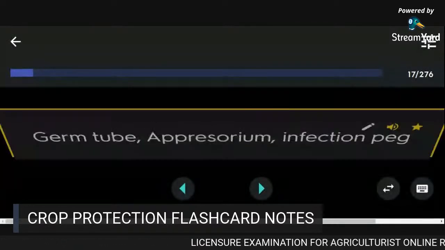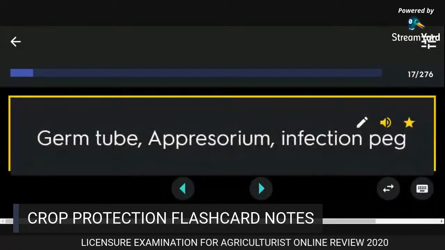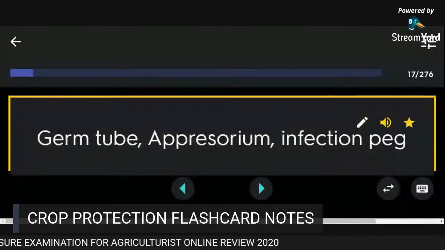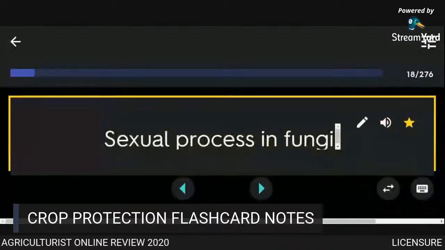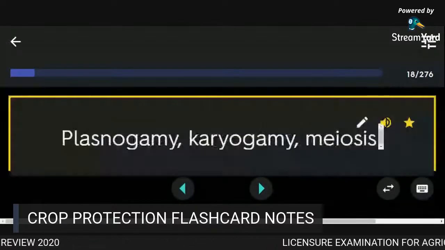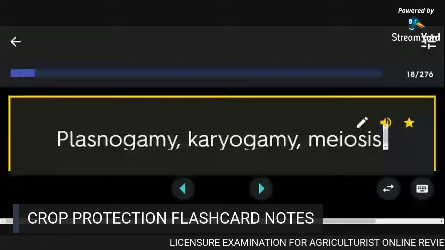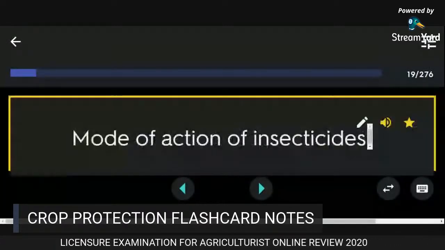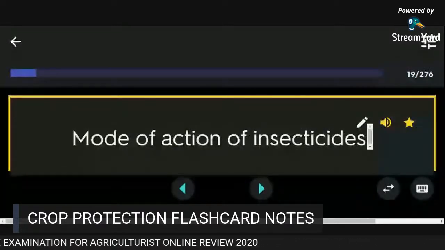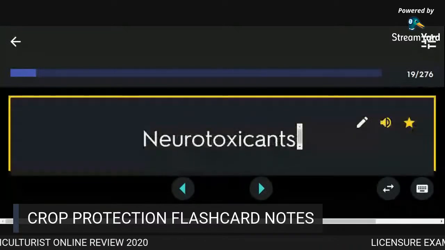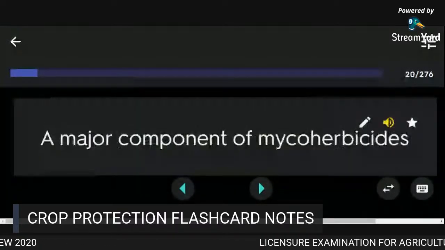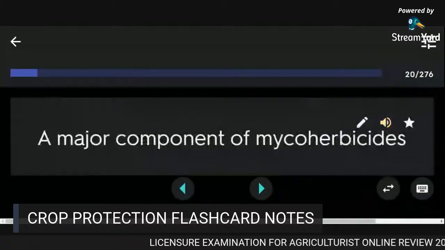Part of a germinating conidium of a pathogenic fungus. Germ tube, appressorium, infection peg. Sexual process in fungi. Plasmogamy, karyogamy, meiosis. Mode of action of insecticides. Neurotoxicants. A major component of mycoherbicides. Fungal spores.